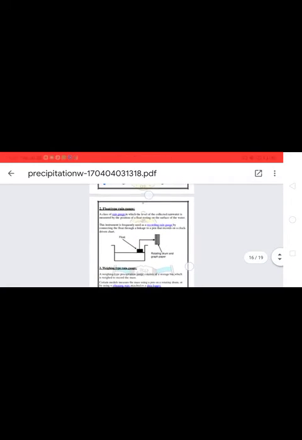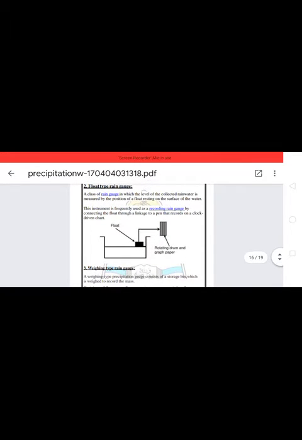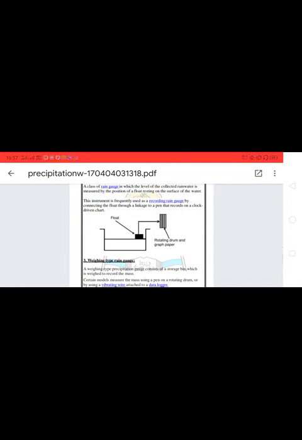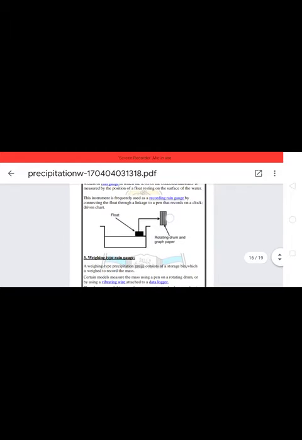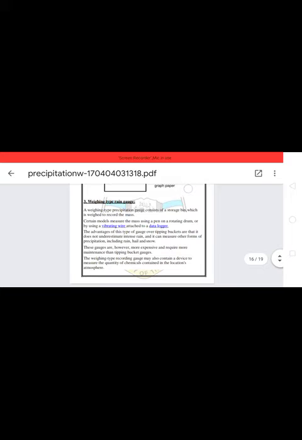Then come to the float type of rain gauges, a class of rain gauges in which the level of collected rainwater is measured by the position of a float resting on the surface of the water. This instrument is frequently used as a recording rain gauge, by connecting the float through a linkage to a pen that records on a clock driven chart. That is it.